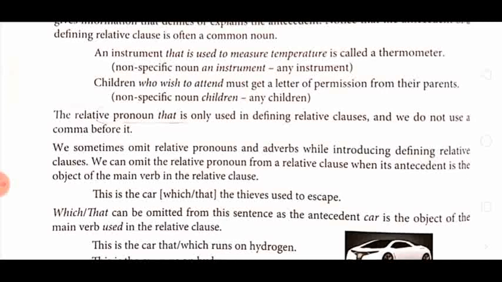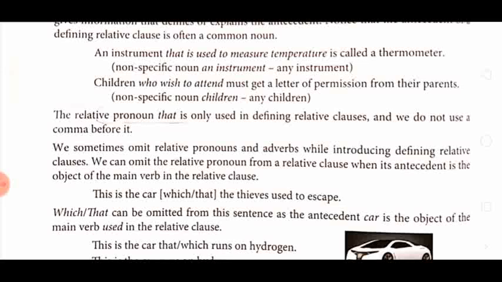The relative pronoun that is used in a defining relative clause, and we do not use a comma before it. You can see here, an instrument that is used to measure temperature is called a thermometer. There is no comma in the sentence.